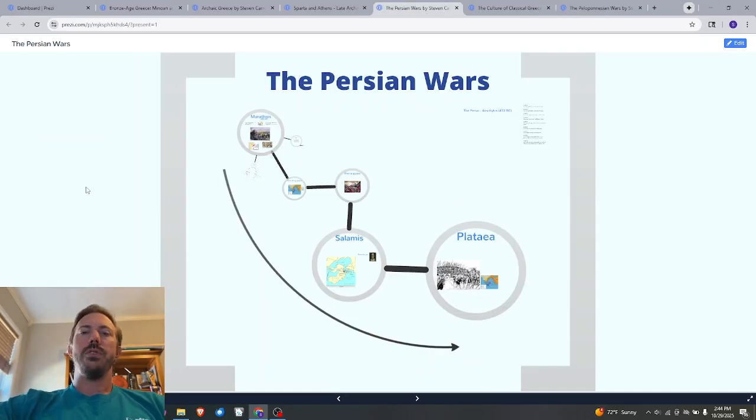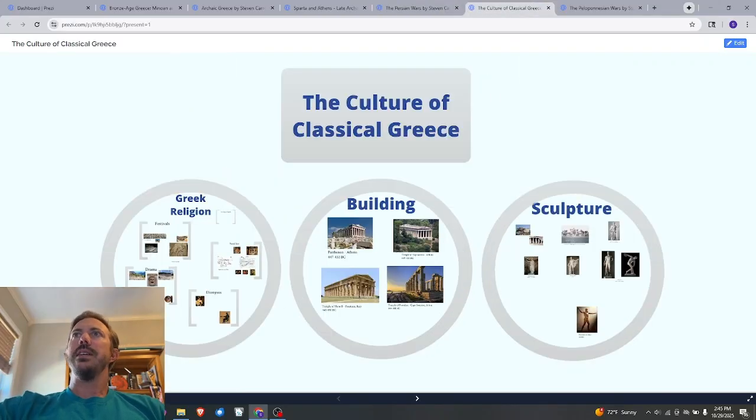Then we moved into the Persian Wars, which was a really exciting series of battles that took place as Darius and Xerxes invaded Greece and were both repelled by the Athenians and the Spartans and the other city-states when they formed their alliance to expel the Persians. And they were successful. And then we looked at the ensuing classical age of Greek civilization that happened due to the successes with the expulsion of the Persian forces.